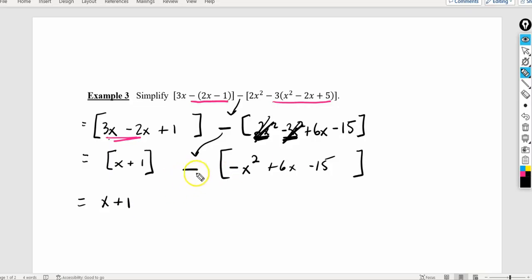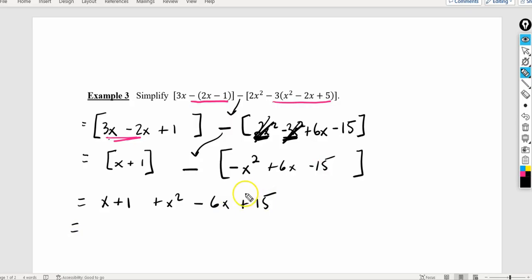The next thing I'm going to do is take this negative sign and distribute it through. So I must apply it to every term inside there. So minus negative x squared is going to be plus x squared. Minus 6x is going to be minus 6x. And minus negative 15 is going to be plus 15.